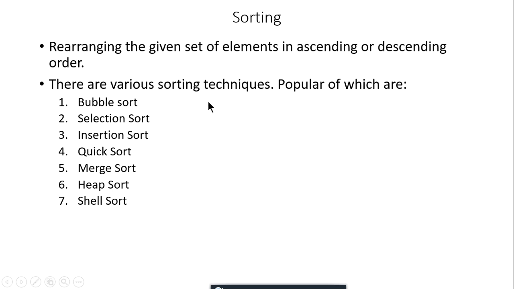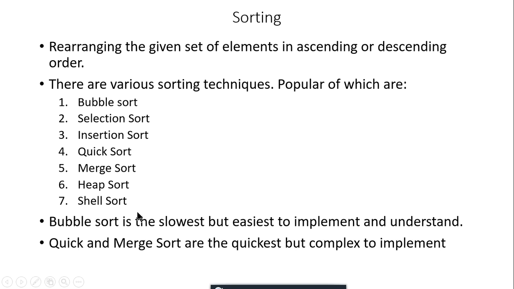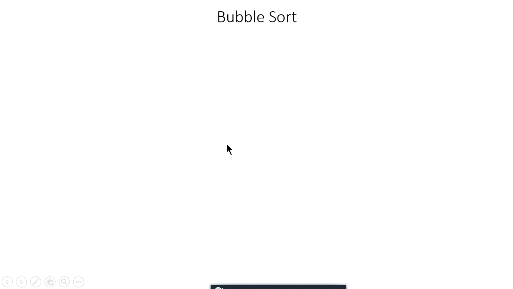There are different sorting techniques. Most popular of them are bubble sort, selection sort, insertion sort, quick sort, merge sort, heap sort, and shell sort. Okay, bubble sort is the slowest but easiest to implement and understand, whereas the fastest sorting techniques are quick sort and merge sort. I'll write a program for you guys for bubble sort. Okay, so let's see this bubble sort program.